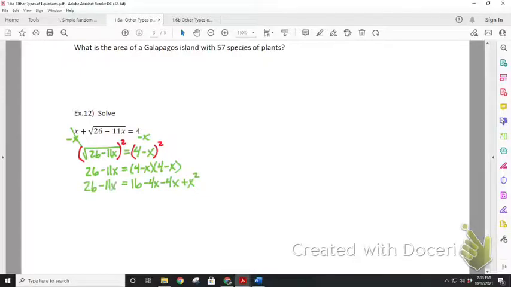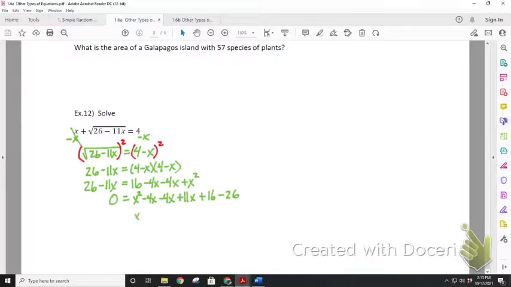I see a x squared and an x term, which means I'm going to have to move everything to one side and factor or do quadratic formula. So I'm going to subtract the 26. I'm going to add the 11x. And I have something that looks like this. I'm just going to write it all down. Pause it if you need to. See where all those numbers came from.